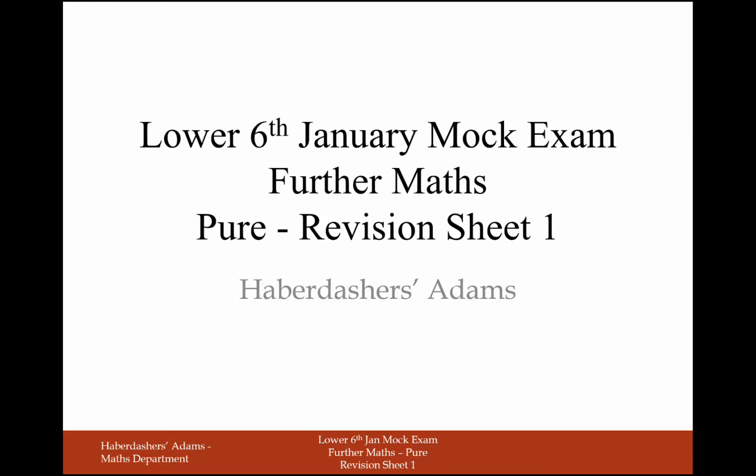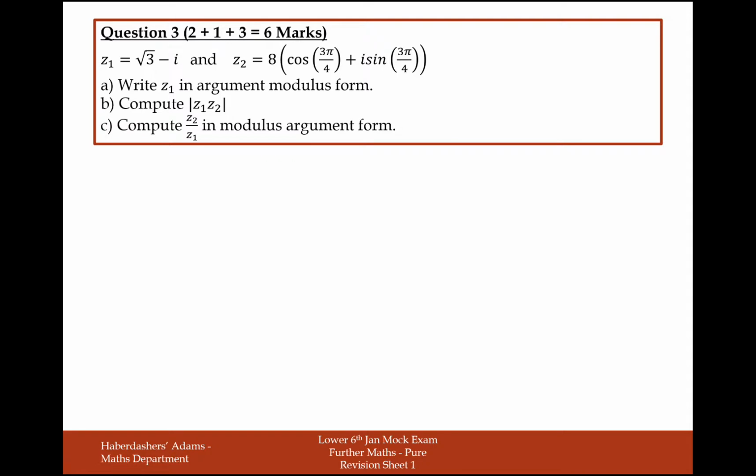Hello there and welcome to question 3 from revision sheet 1. Let's get started. So we have two complex numbers, z1 which is the square root of 3 minus i, and z2 which is in argument modulus form, it's 8 cos 3 pi by 4 plus i sine 3 pi by 4. So let's look at question A.